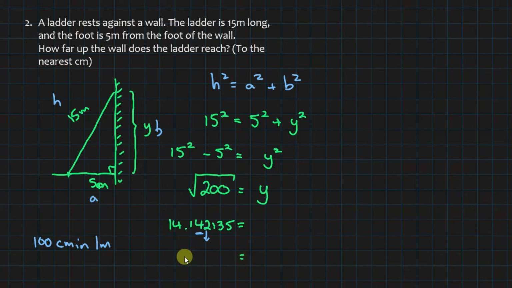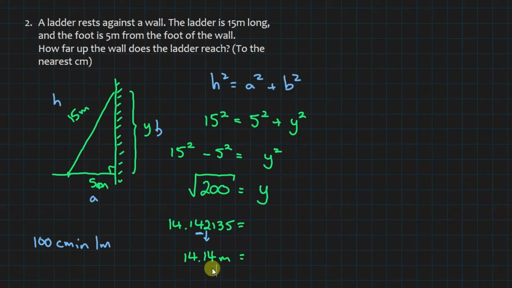So my distance here is 14.14 metres. That is perfectly acceptable to give it to the nearest centimetre. They didn't explicitly say I needed to give my answer in metres, but I needed to give it to that accuracy. And we know that is 14 metres and 14 centimetres.